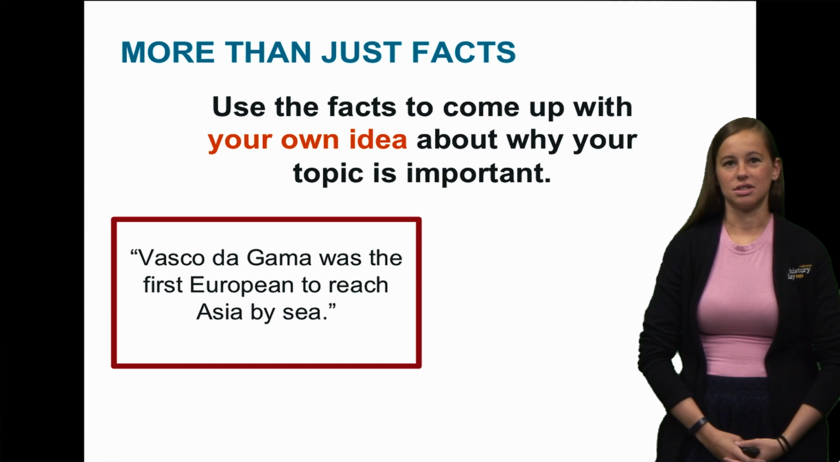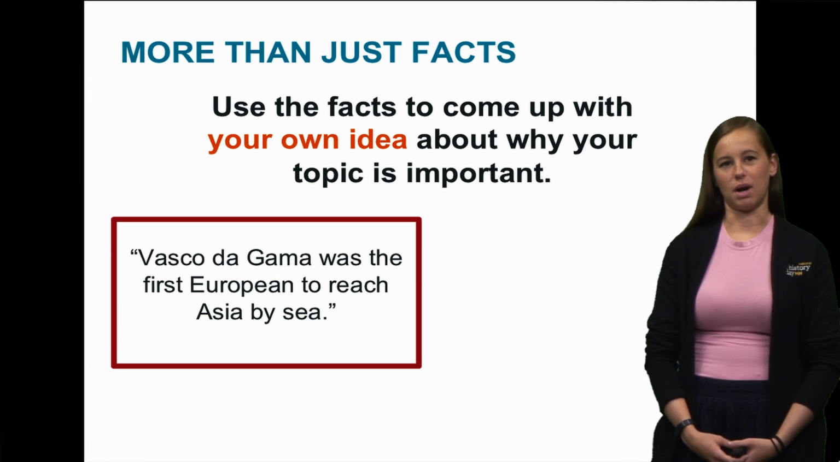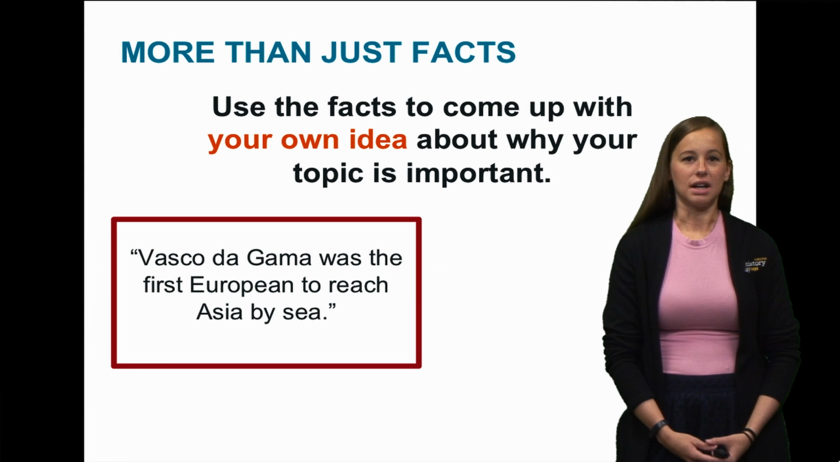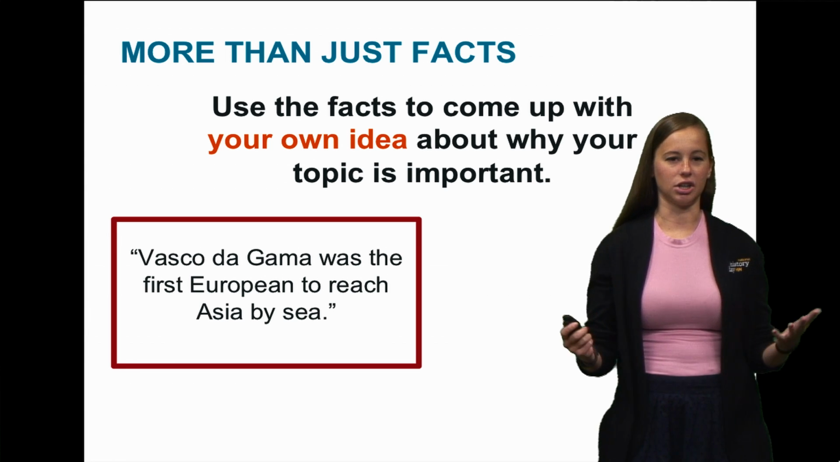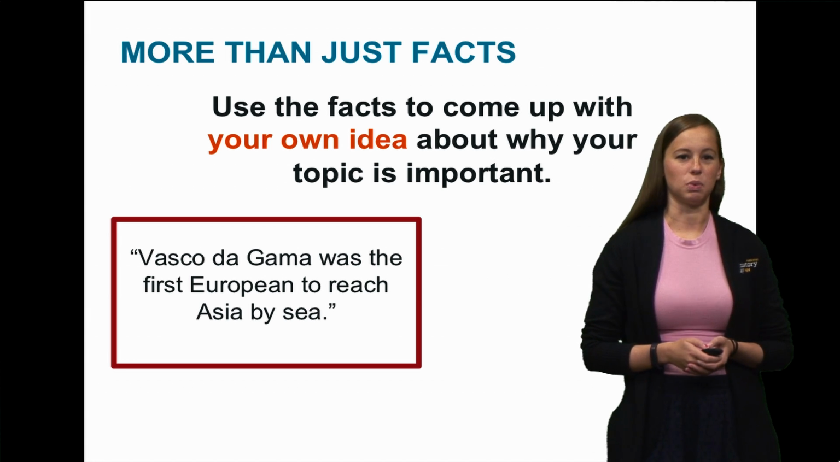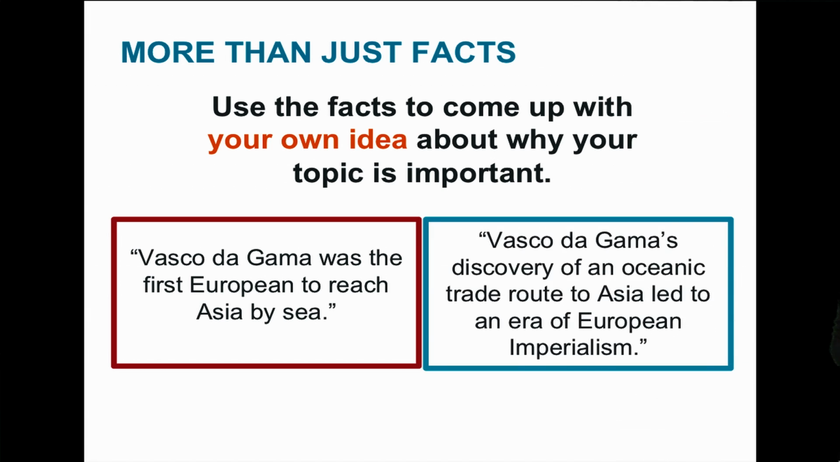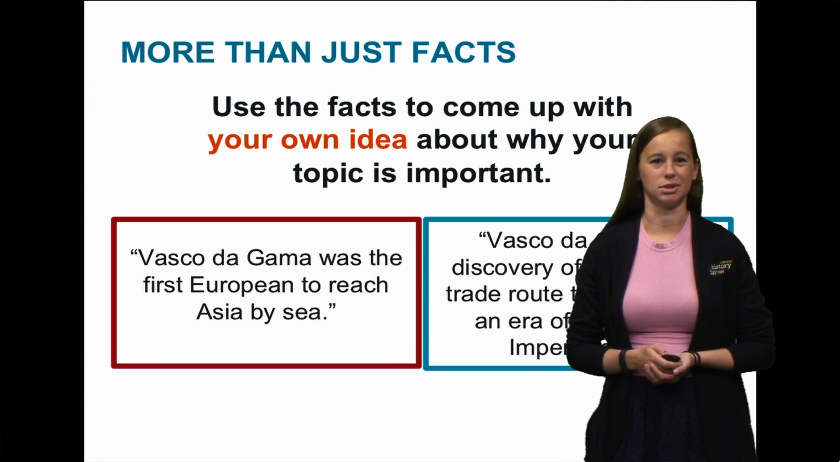By being more than just facts, we ask students to use facts to come up with their own ideas about why a topic might be important. Vasco da Gama was the first European to reach Asia by sea. There's nothing to argue here, and we're asking students to dig a little deeper and to actually tell us what they're trying to prove. Instead, Vasco da Gama's discovery of an oceanic trade route to Asia led to an era of European imperialism. This is something that they're actually able to argue, and the research that they've done up until this point will be able to prove that.